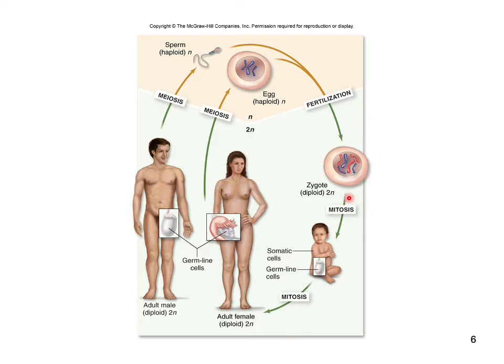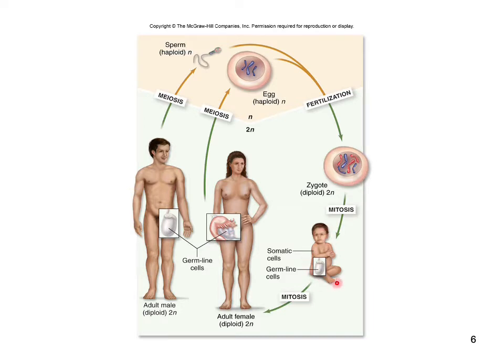This zygote, this diploid cell, will continue to divide by mitosis, what we learned in the previous chapter, to create two cells out of the one zygote. Then the two cells will become 4, the 4 will become 8, the 8 will become 16, and so on, until you have a full baby.